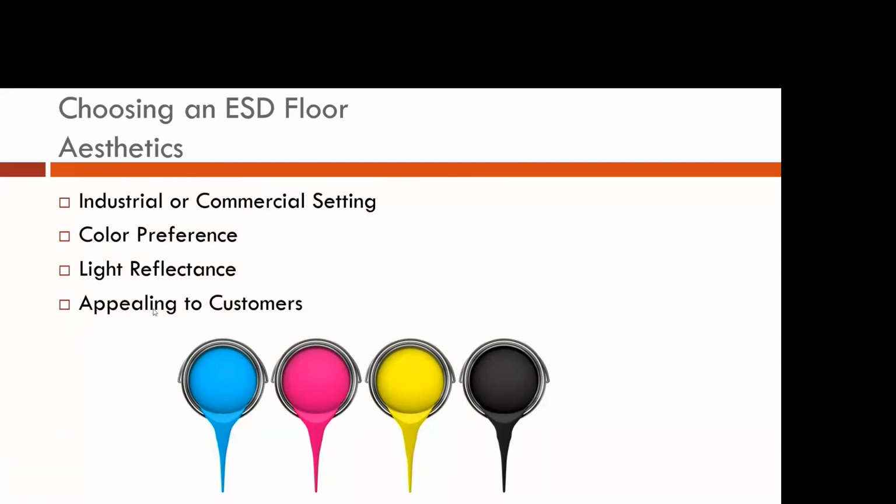What is the environment that you're in? How important are aesthetics? Is there a particular color scheme that's trying to be designed and gone for in the room? Does it match the colors of the company? Does it signify various areas and processes? What are the light reflectances that you're looking for?